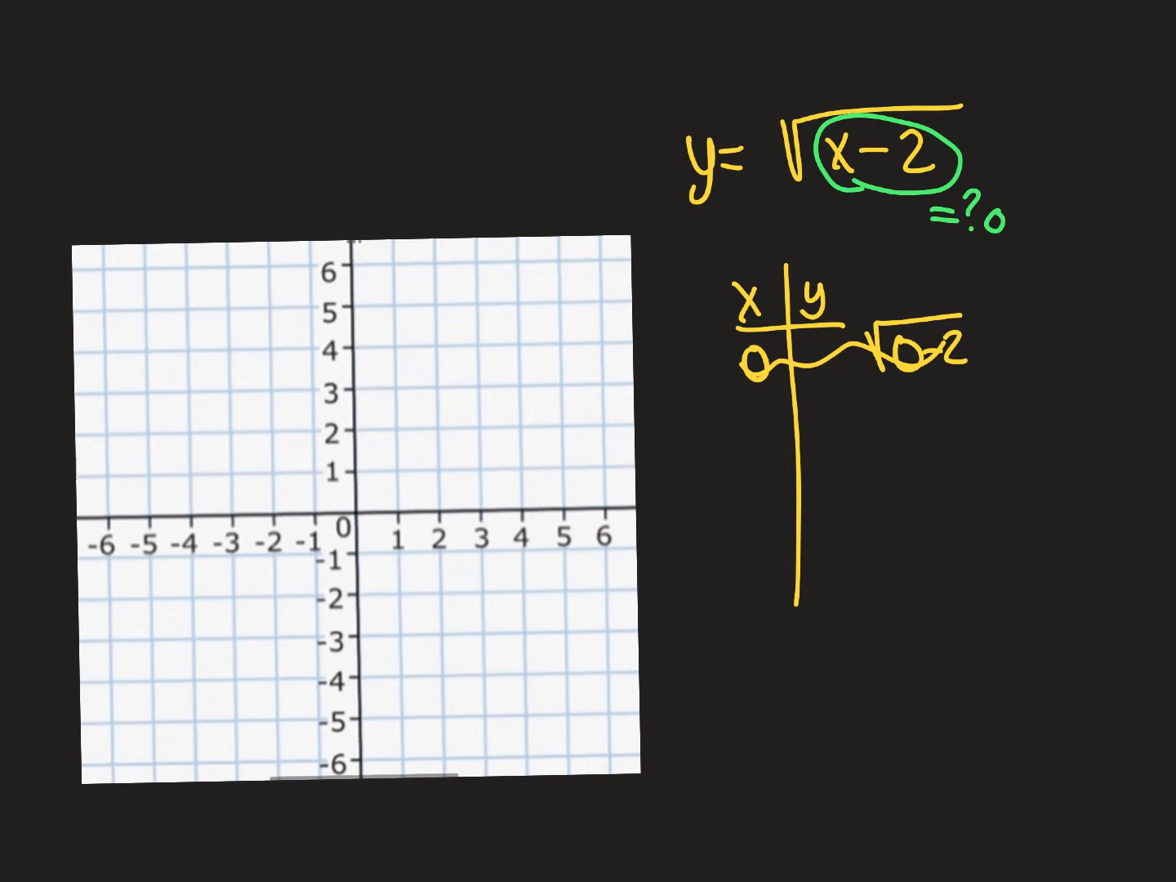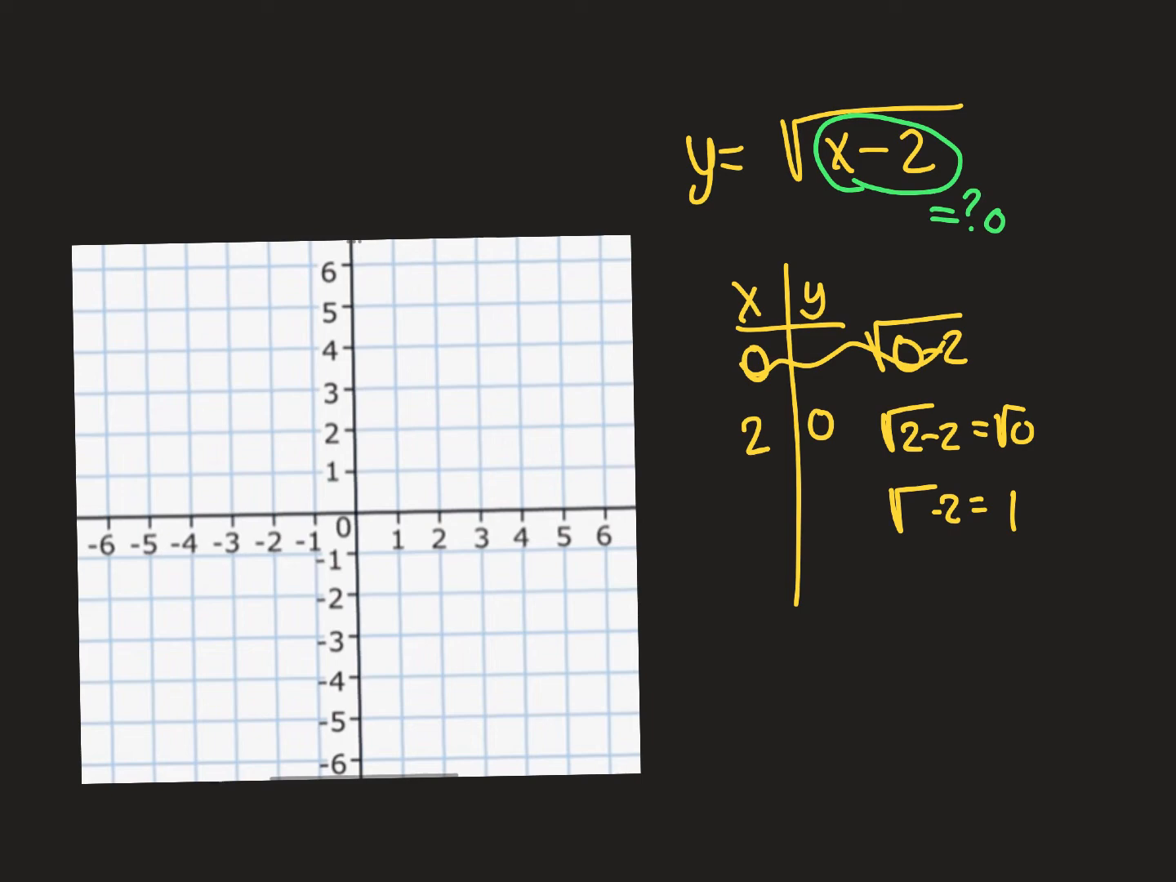How do I get a 0 under the square root sign? Well, I get a 0 under the square root sign by picking a 2. So if I pick a 2, I get 2 minus 2, that's 0. Now, I want to pick something that's going to be 1.